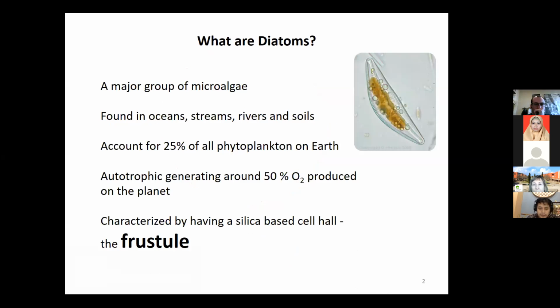And I begin with a question: what are diatoms? For those who do not know what diatoms are, they are a major group of microalgae. They are found in oceans, also in streams and rivers, and also in soils. They account for 25% of all phytoplankton on Earth. They generate around 50% of the oxygen produced on the planet. They also fix a high amount of CO2 from the Earth's atmosphere, and they are characterized by having a silica-based cell wall that is named frustule.